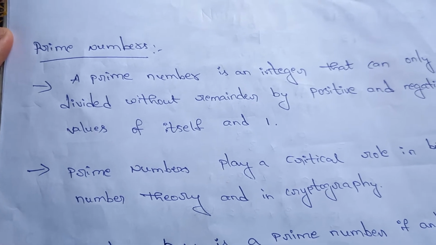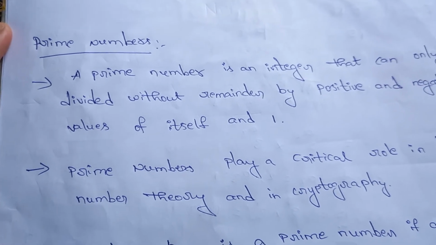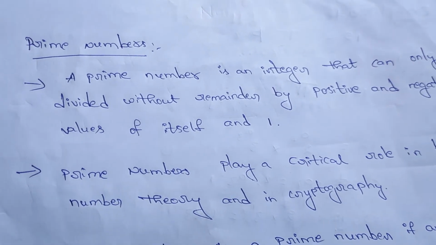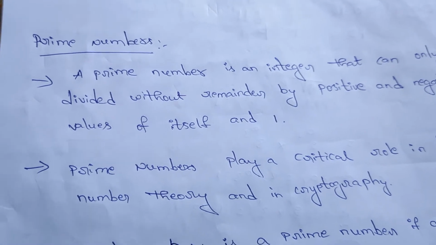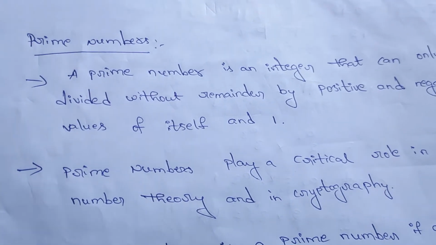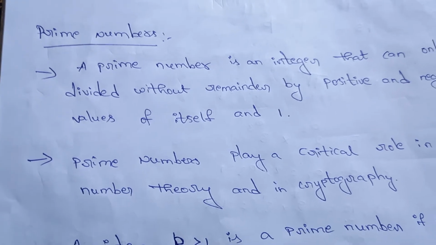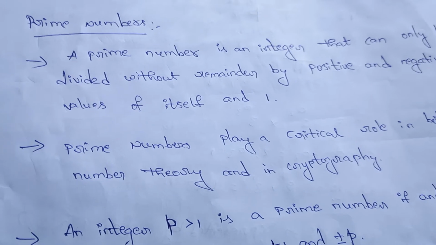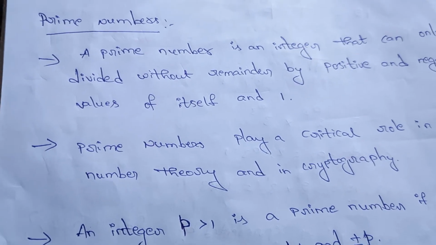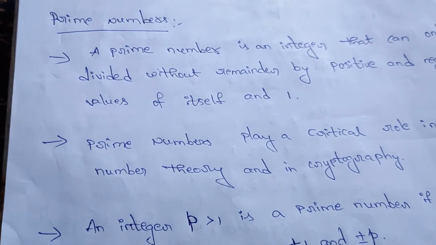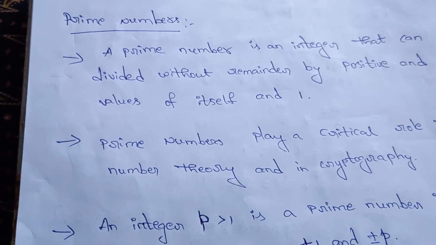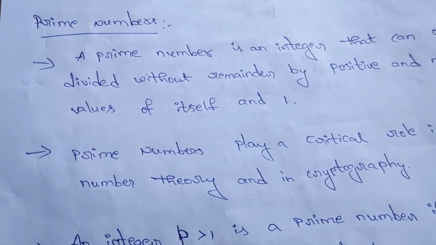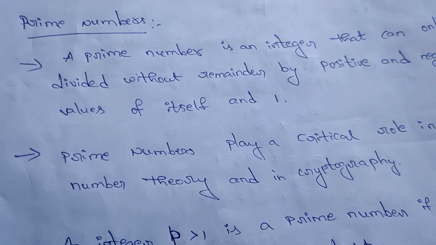A prime number is nothing but an integer that can be divided by itself or 1. Suppose you consider 2 divided by 2 only, and you can divide 2 by 1. Consider 3 divided by 3, and 3 divided by 1. But if you divide 3 by 2, you get a remainder, right? Remainder 1.